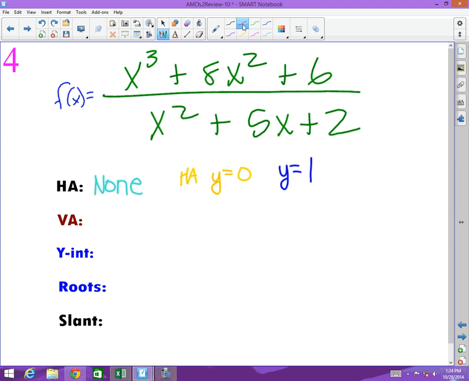Because this is 3 and that's 2, they differ by 1. And if they differ by 1, and that one's the bigger one, then there's no horizontal asymptote, but that means that there could be a slant. The only way there can be a slant is when they are different. There is a difference of 1, which in this case there is. So we do have a slant asymptote. In order to find it, you need to divide.